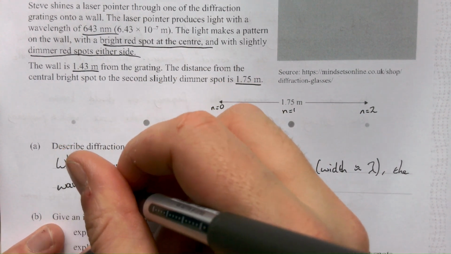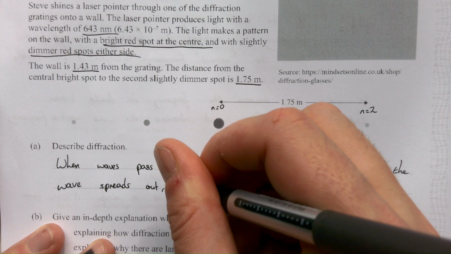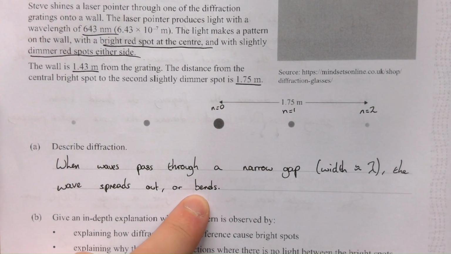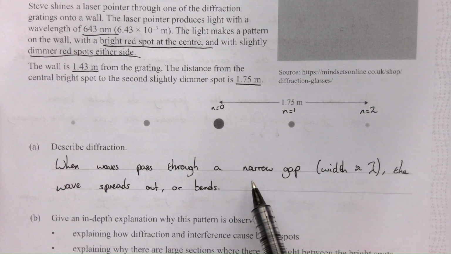The wave spreads out or bends. The bending is more to do with it being on just one side rather than a gap. If it's going around the edge of an object, like a radio wave from a radio tower going around the top of a mountain, it will get slightly bent. That's still diffraction, but the way we're going to consider it is mostly this idea of passing through a gap.